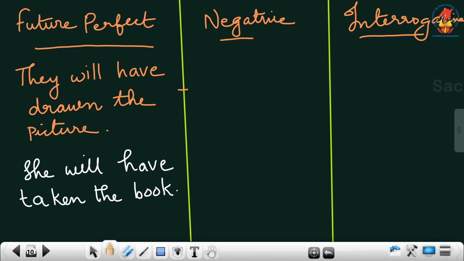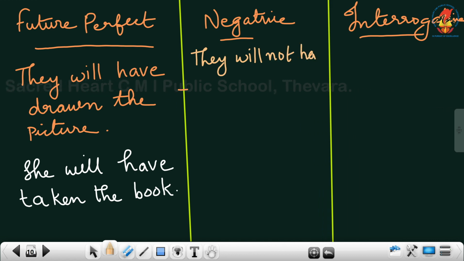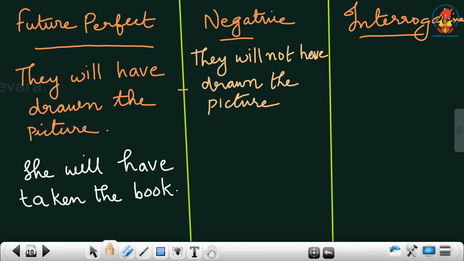Okay, so first one, they will have drawn the picture. Make it negative by adding "not" after "will". So what will be the answer? They will not have drawn the picture. That's it. I hope everybody made it correct. They will not have drawn the picture.